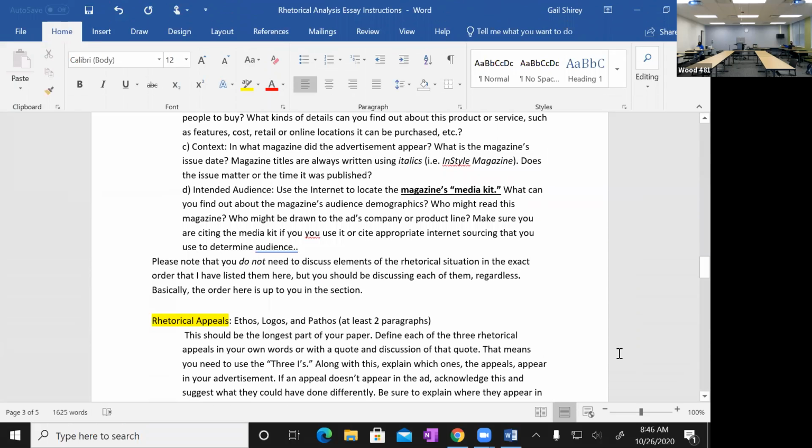And then intended audience. Again, you need to determine who is the intended audience. How do you determine that? You're going to have to do some research. Now, again, this is why I kind of pushed you to magazine ads. That's the easiest way to find it, because all of the information you need will be in the media kit. But if you chose not to do that, then you need to do some research.